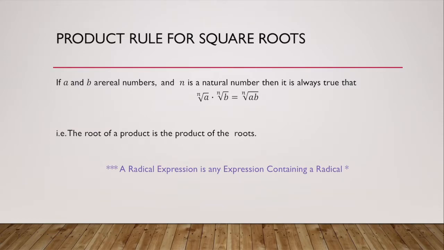So here's the product rule for square roots. If a and b are real numbers and n is a natural number, then it's always true that the nth root of a times the nth root of b is the nth root of a times b, i.e. the root of a product is the product of the roots. So for example, if I had the square root of 2 times the square root of 3, that answer would be the square root of 6. And you can check that in your calculator if you want.